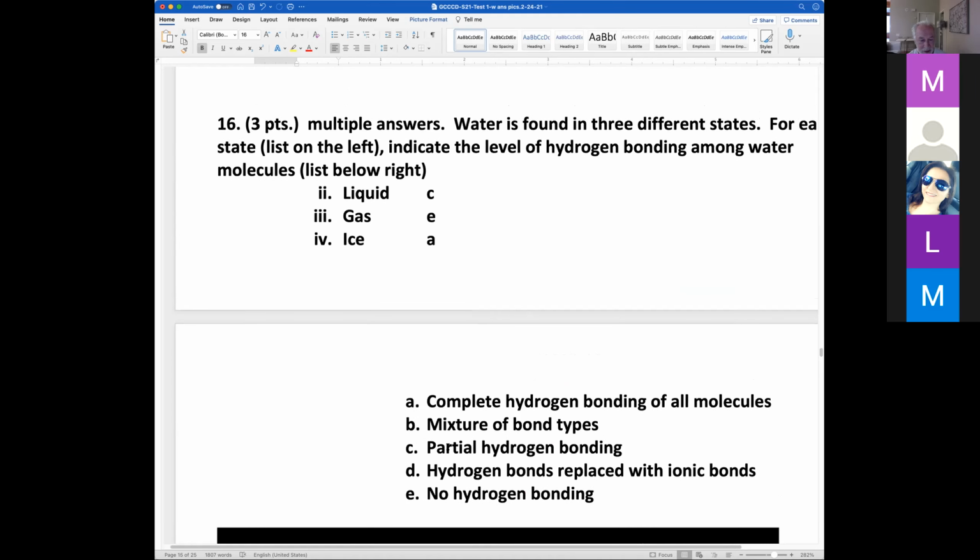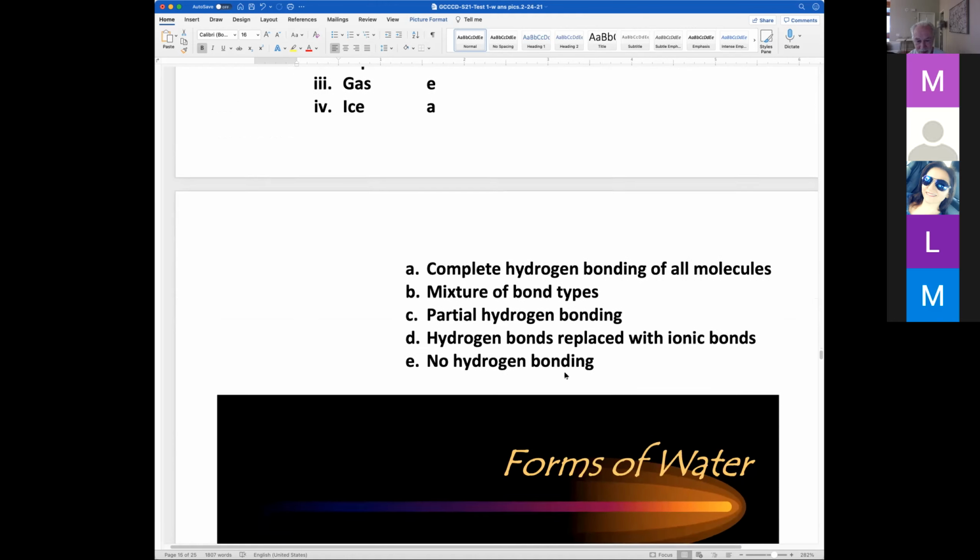Liquid is C, partial bonding. Gas is E, no hydrogen bonding. And ice is A, complete hydrogen bonding of all molecules.